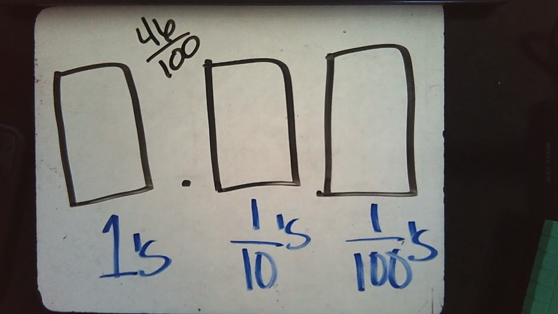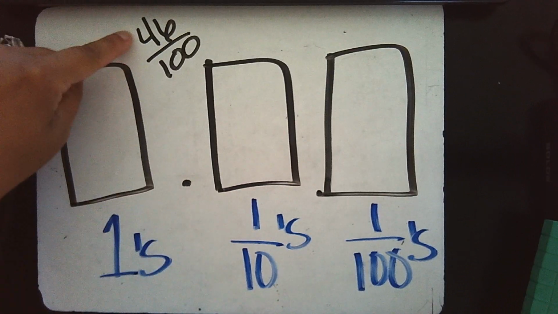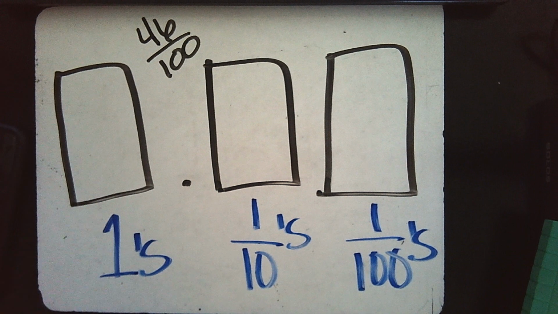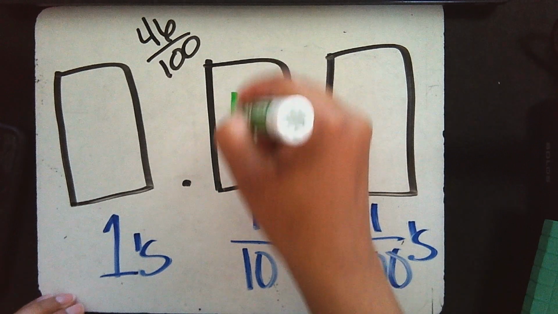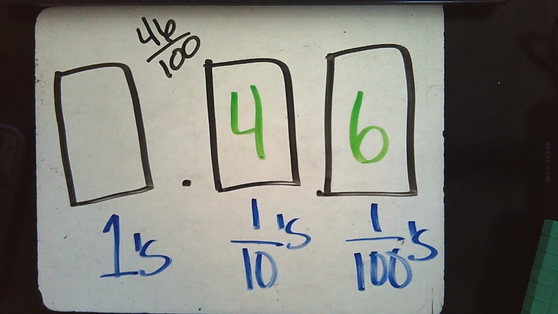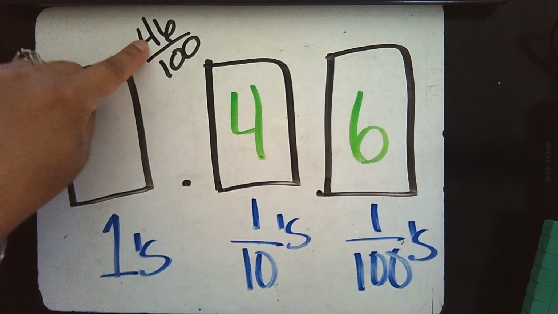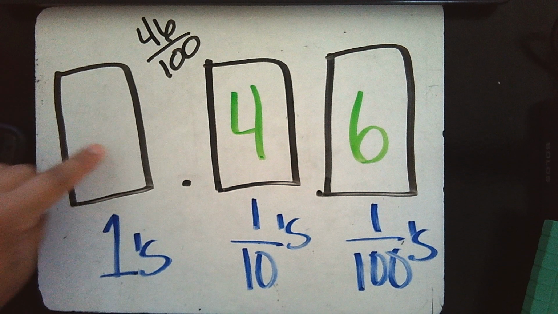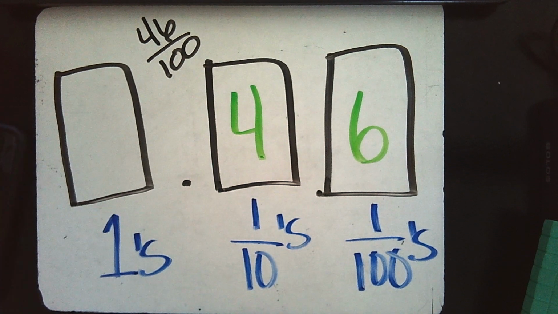Okay, how would I write that in decimal form? I would start in my tenths place, because my 4 would go in my tenths place. 4 and 6. Okay, and I don't have a whole number, so nothing goes into my whole number. So that is one example.